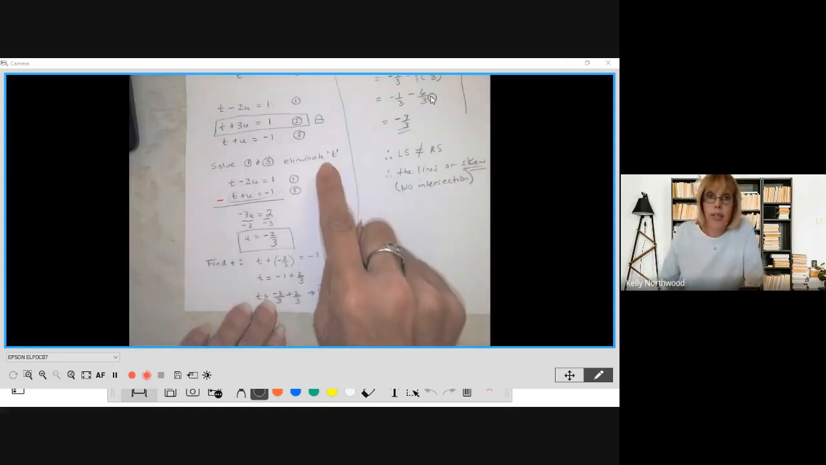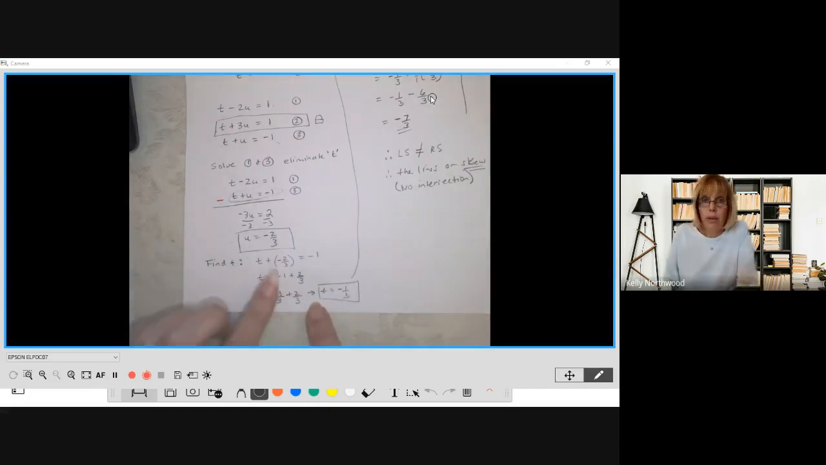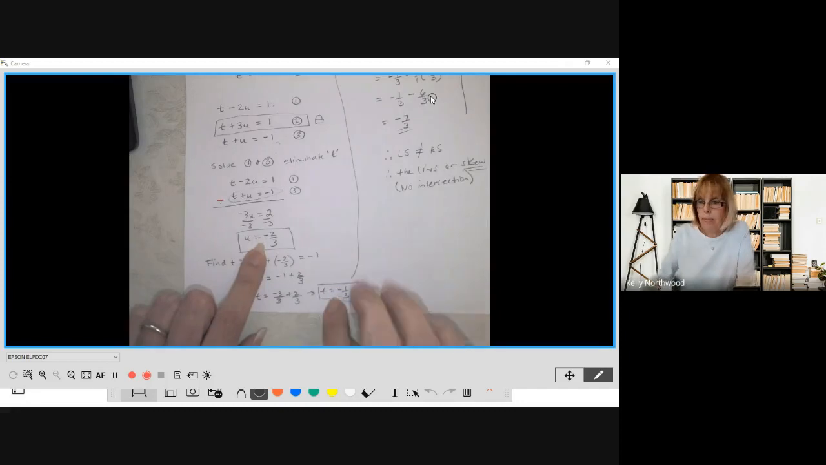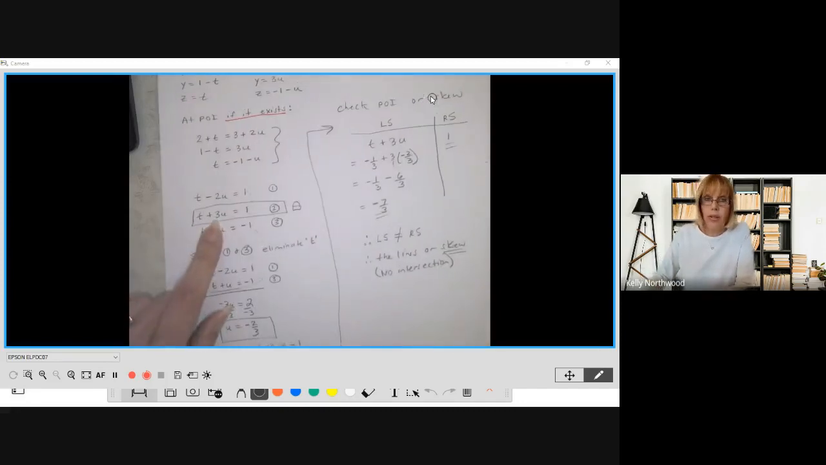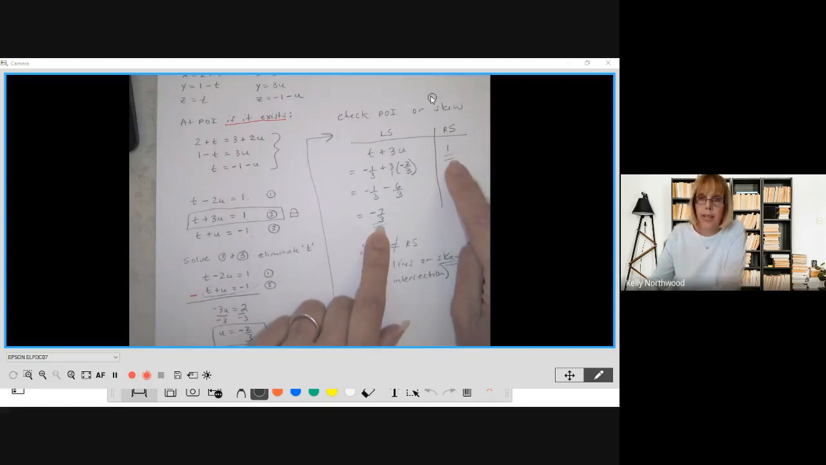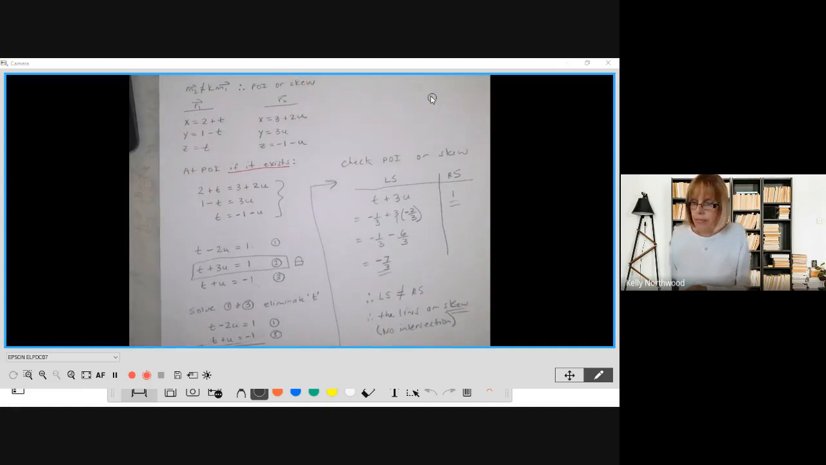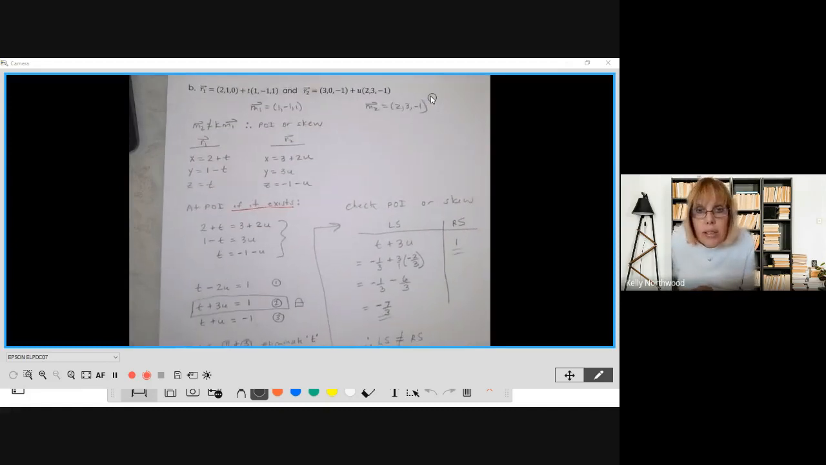Eliminate your choice first. I eliminated t first because it looked easier. Find the other one. Once you've solved your system, check it in the one that you locked away. In this case, the left side and right side weren't equal, so we knew we had skew lines, which means no intersection. Any questions so far? Okay.